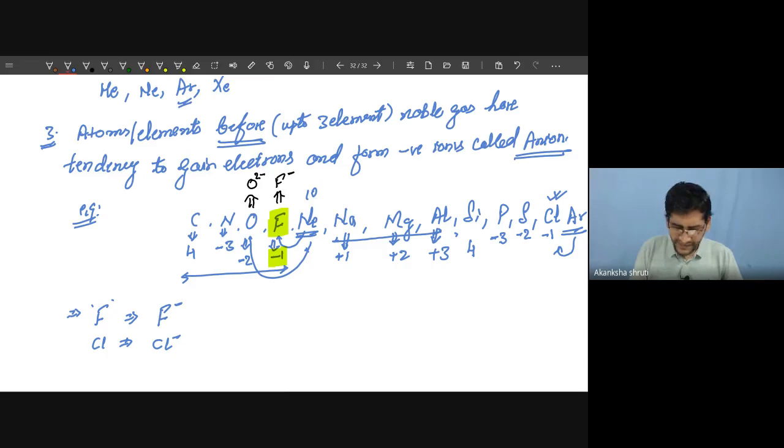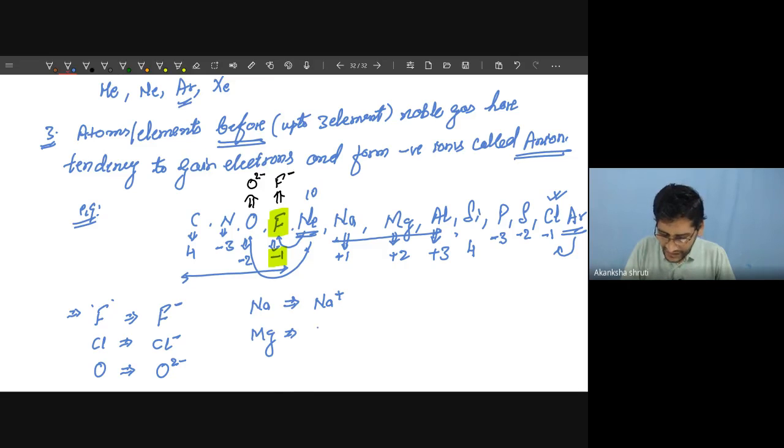Similarly, we may take the other one, say oxygen. What will the oxygen form? O2 minus. So this was considering the negative one. If we are considering just after the noble gas, say sodium, which kind of ion will it form for forming the molecular formula? Na plus, means 1 unit. Okay. Good. If we have magnesium, Mg, what will it form? Mg 2 plus. Okay. Here I have written for the negative only.